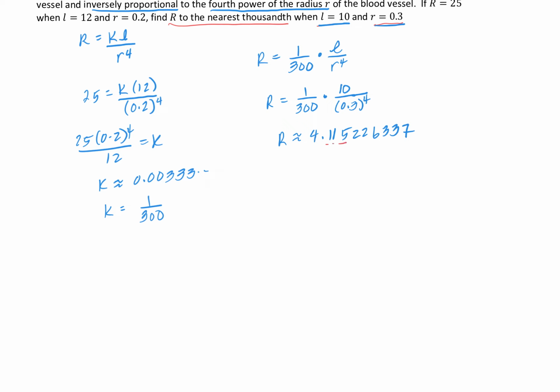If I were to write a sentence answer, it would be the resistance is 4.115. And I don't need to include units because none were given to me. And that's it for this section.